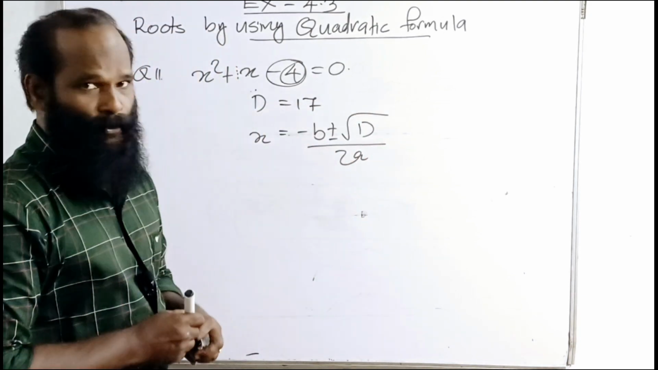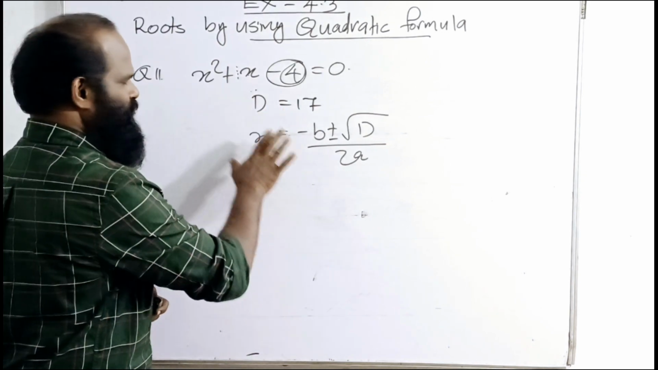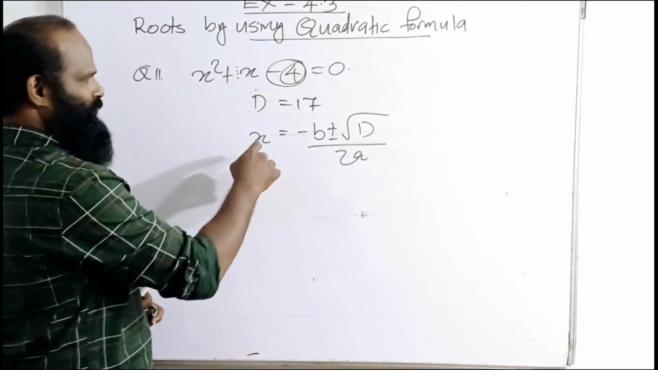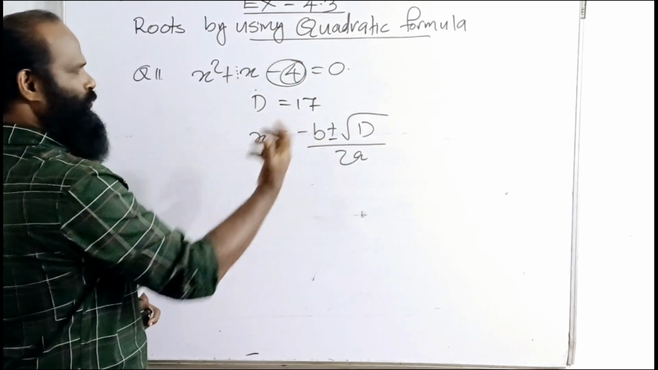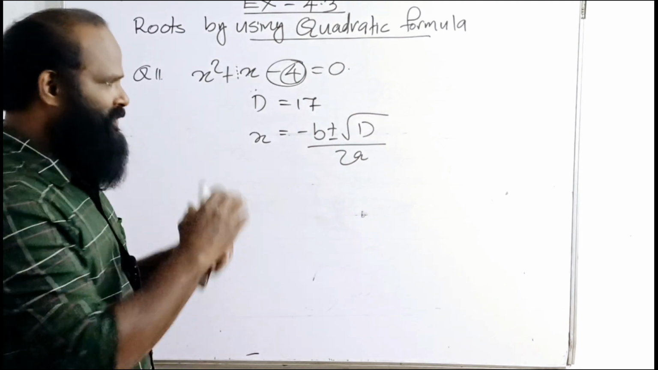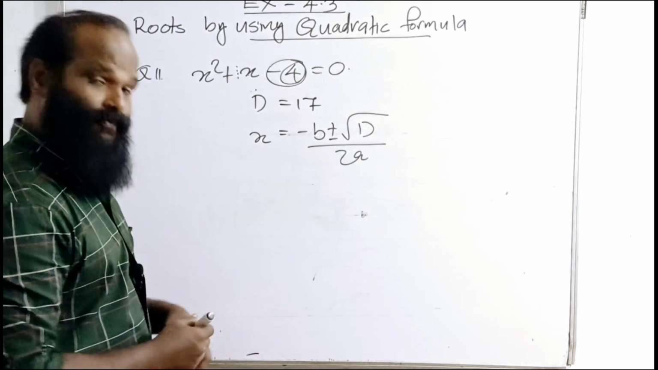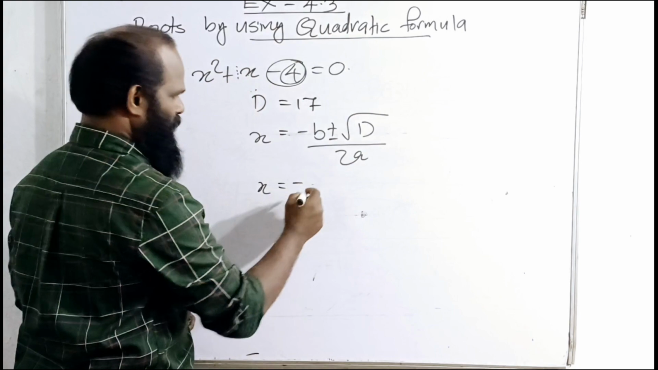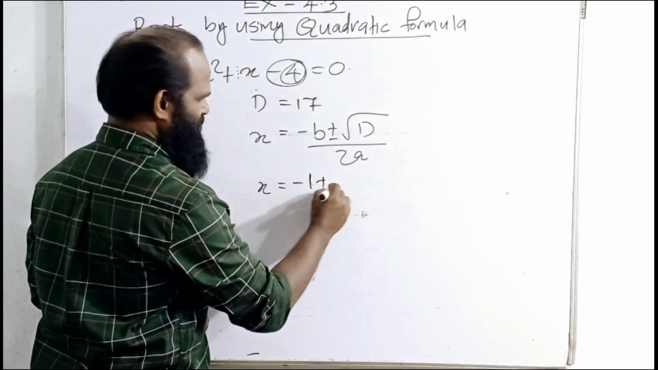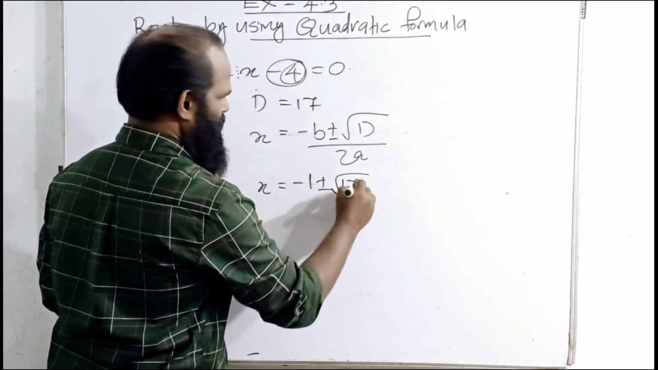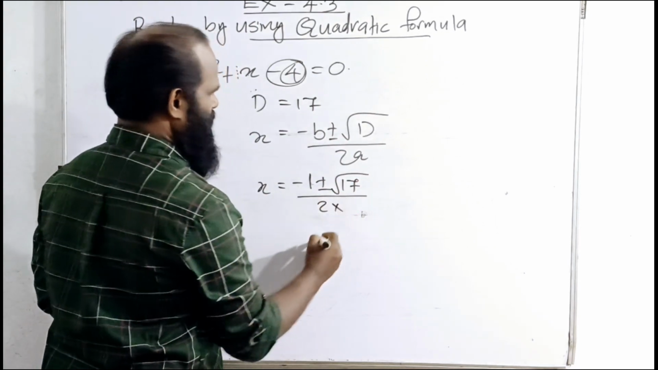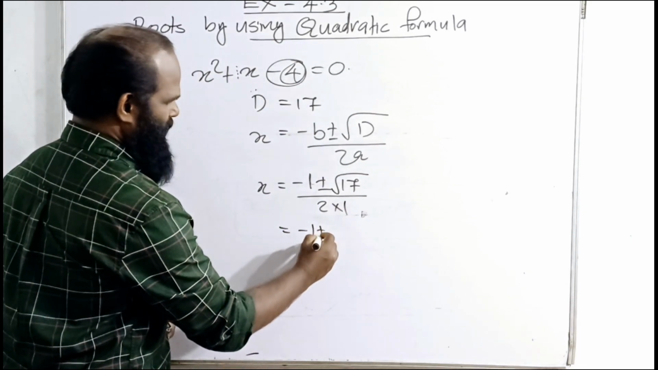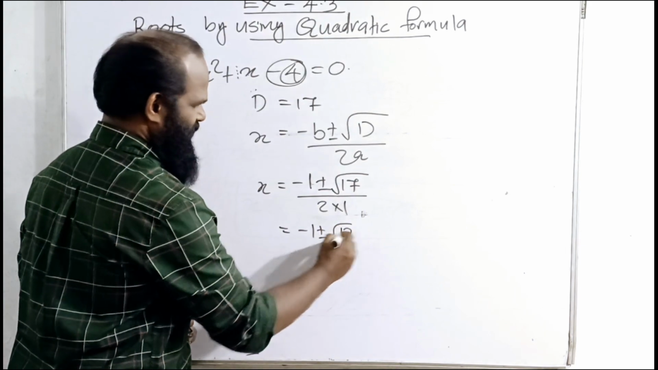Writing the formula is very important. Once after getting d, you shall not straight away substitute the value for x in this formula. Do not straight away substitute the value without writing the formula step by step. Next step is the formula. Then x is equal to minus b plus or minus root d by 2a, where d is 17 and a is also 1. Minus b plus or minus root 17 by 2.